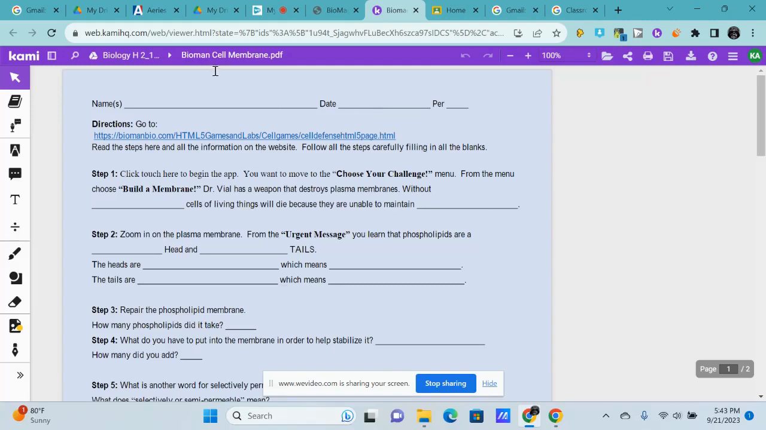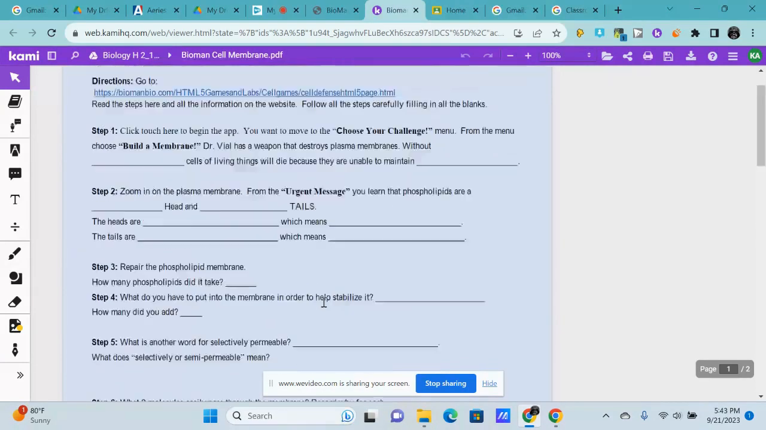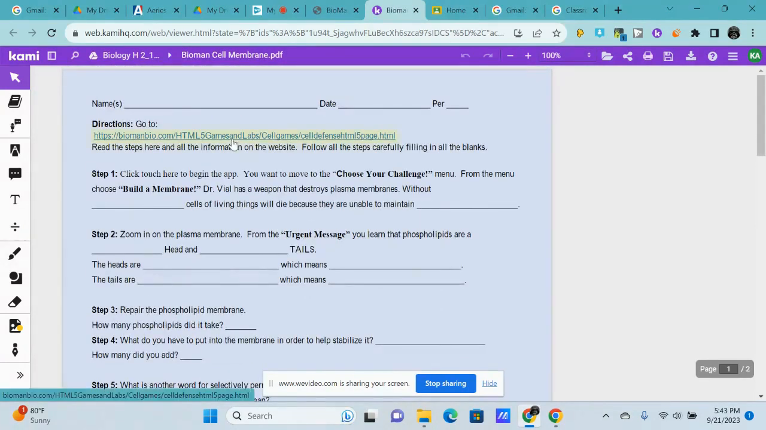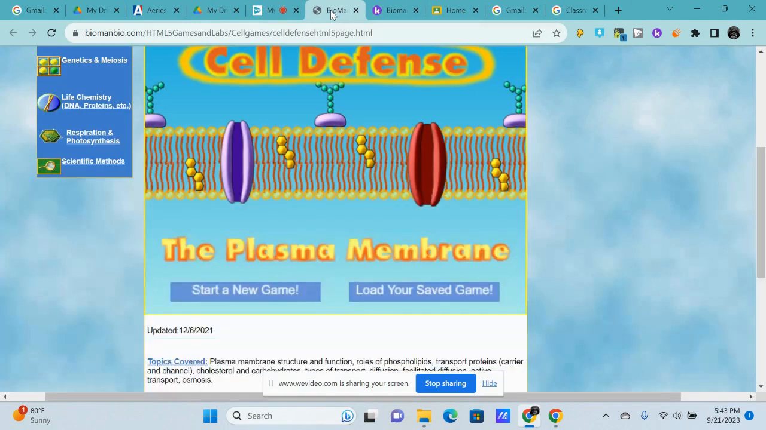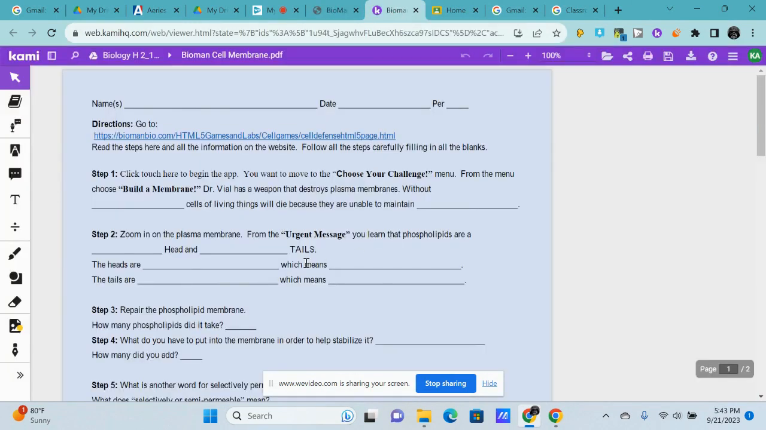All right, so here's the bioman cell membrane or cell defense. I'm gonna do a little different this time. So here's your worksheet. When I get to this, first you go to here and you do the little simulation, it takes you to here. But when I get to this, most of these blanks, I'm gonna say the answer. I'm not gonna type it.